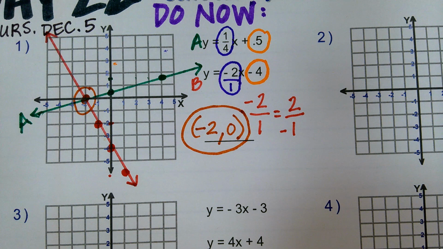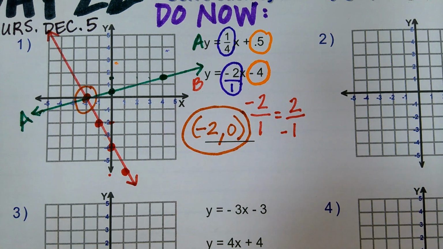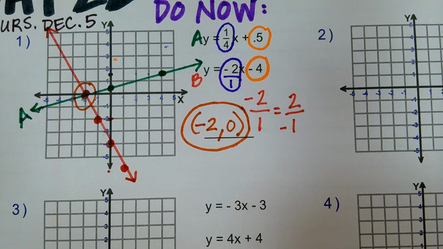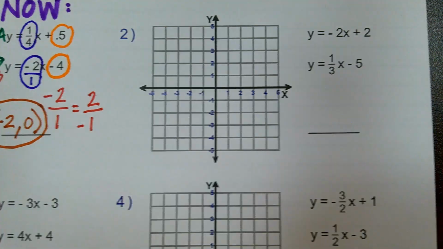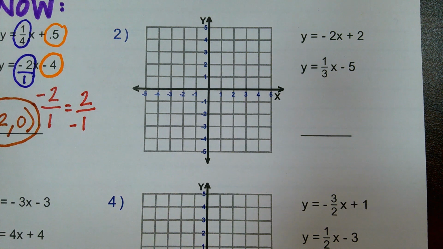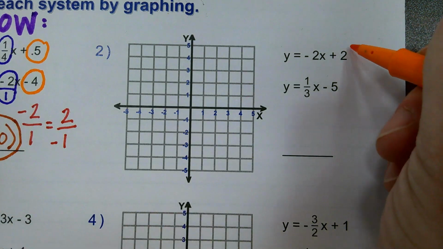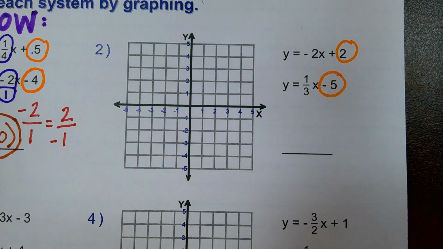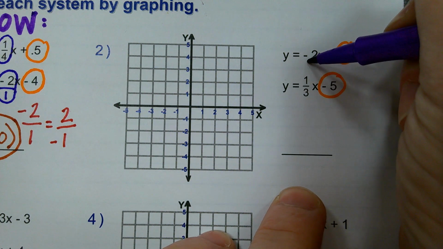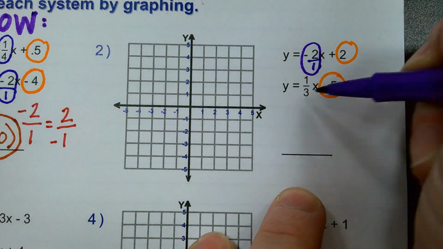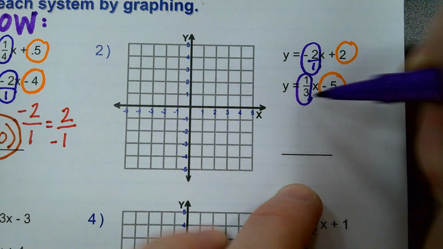Okay, any questions about number 1? All right. Can I move to number 2? Yeah. All right, let's look at number 2 then. So, number 2. What's the first thing we look at? The y-intercept. I've got a 2 and a -5. What are our slopes? -2 over 1 and 1 over 3.